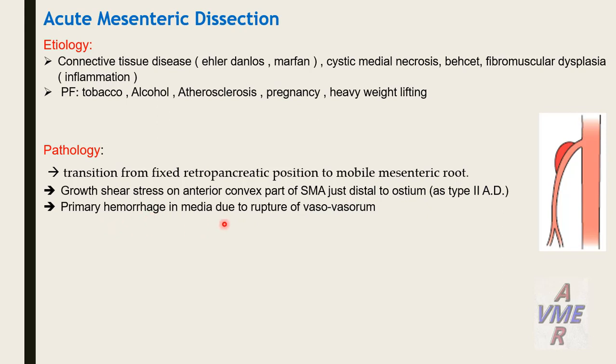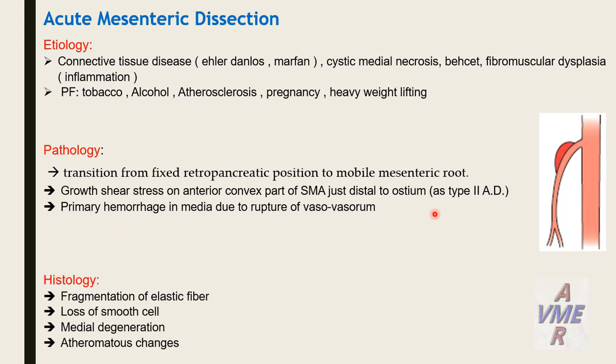Primary hemorrhage in the media due to rupture of the vasa vasorum is also the same etiology as an intramural hematoma in case of an aortic disease. The histology of acute mesenteric dissection: fragmentation of elastic fiber, loss of smooth muscle, medial degeneration, and atheromatosis changes. So, what are the etiologies?